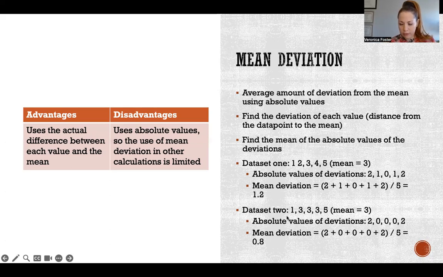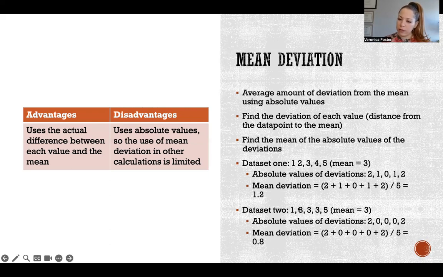Now, if we look at this second little 5-point data set, again, the average is 3, but now our deviations are a lot different because we had 3 points that were right on the average. They had no deviation from the average. So those deviations are all 0.